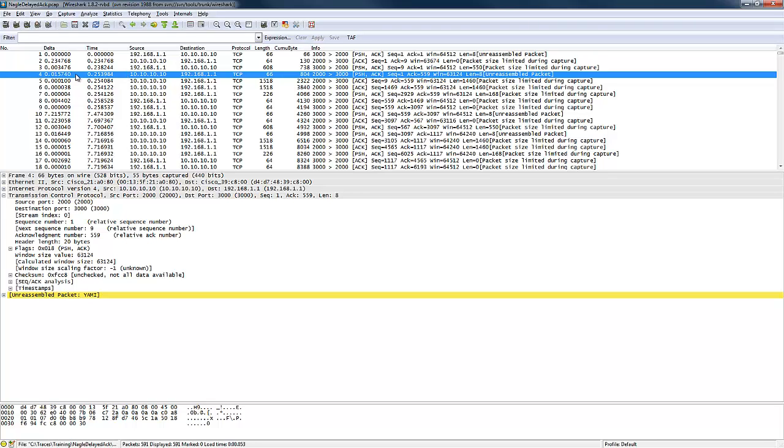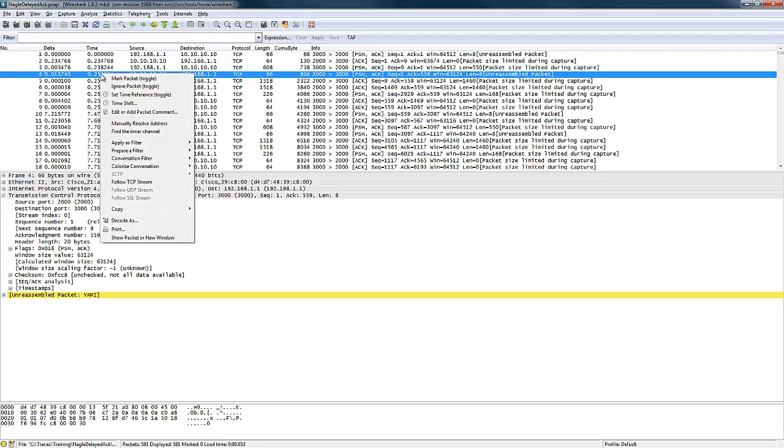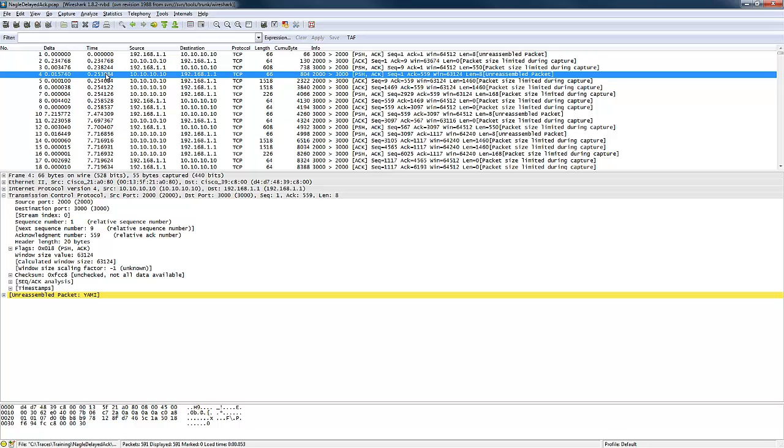Because I'm starting not at packet number 1, where all the timers start from, but from a midpoint, what I usually like to do is hit Control T to set time reference. You can also right click and set time reference, or you can hit Control T. And basically what that does is reset the clock so that everything starts from this point forward.